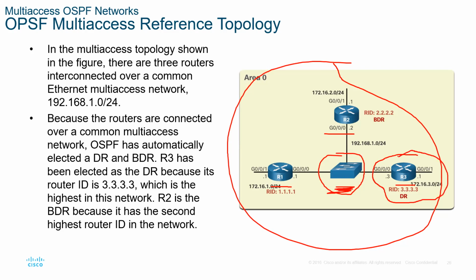Remember, we talked earlier that one of the criteria in the election is the value of the router ID. The DR is selected because its router ID is 3.3.3.3, which is the highest. Router 2 is 2.2.2.2, router 1 is 1.1.1.1. So router 3 is now the designated router. Router 2 is the backup designated router because it is next in the hierarchy.